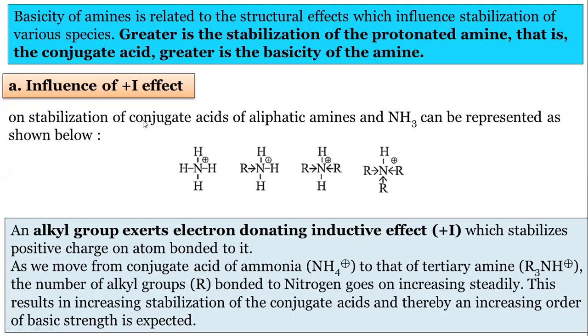If we consider this factor of inductive effect, the tertiary amine should be more basic because these three alkyl groups stabilize the nitrogen more. Ammonia is the least basic because there is no R group. In a primary amine, there is only one R group. In a secondary amine, there are two R groups which will donate electrons. So according to the inductive effect, the tertiary amine should be a very strong base because of the three R groups. But this is not happening.